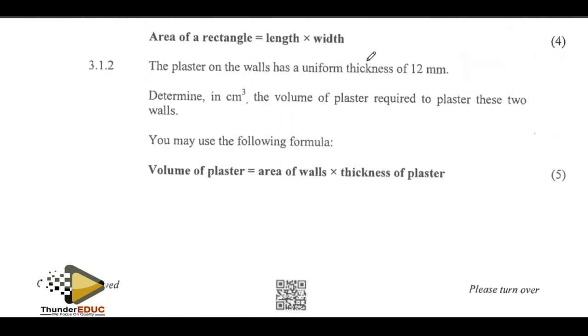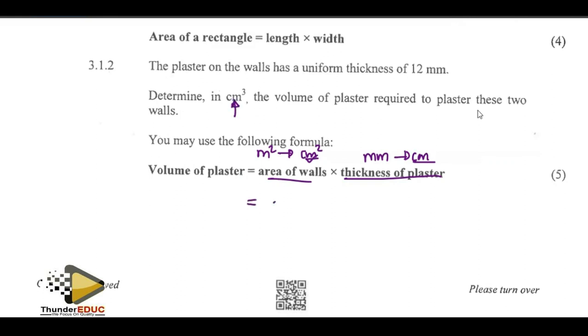The plaster on the walls has a uniform thickness of 12 millimeters. Determine in centimeters cubed the volume of plaster required to plaster these two walls. Remember, volume equals the area of the wall times the thickness. The area of the wall is in meters squared. We need to change the meters squared to centimeters squared, and we need to change the thickness to centimeters. Why am I changing to centimeters? It's because they want the final answer in centimeters.